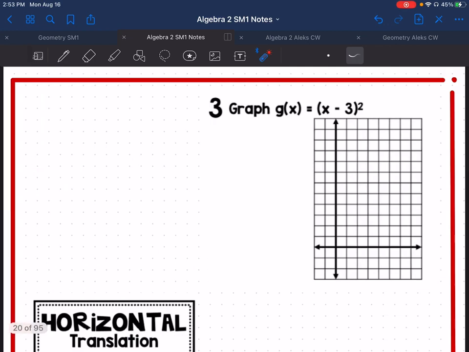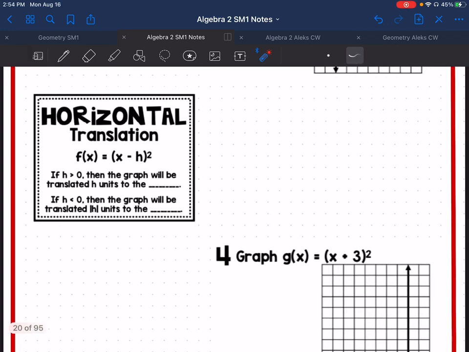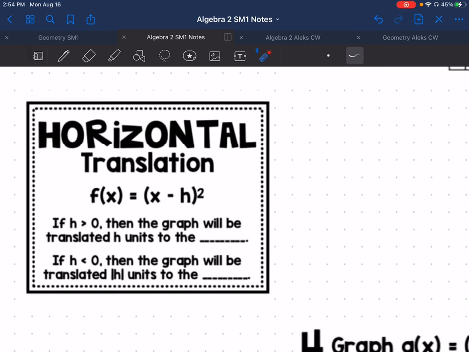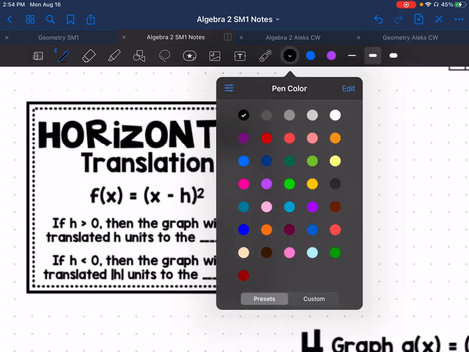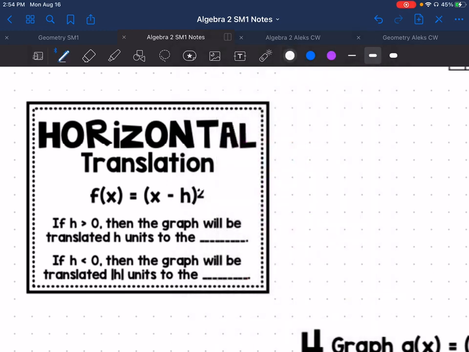All right, let's go ahead and look at the next one. This one is a horizontal transformation. And once again, we can generalize this. Let me go ahead and do this. I can take the square off. Let me go ahead and change it from f of x to g of x. There we go. Because that's what the foldable is asking.